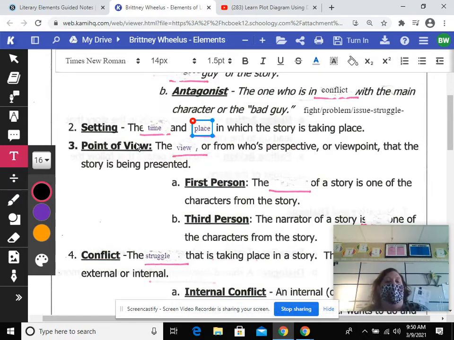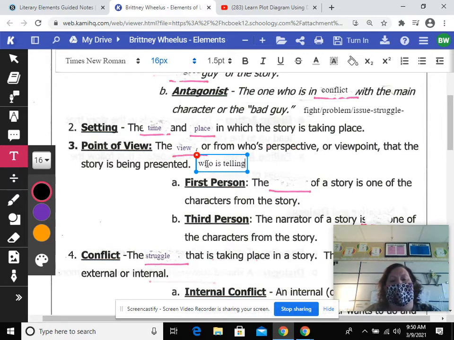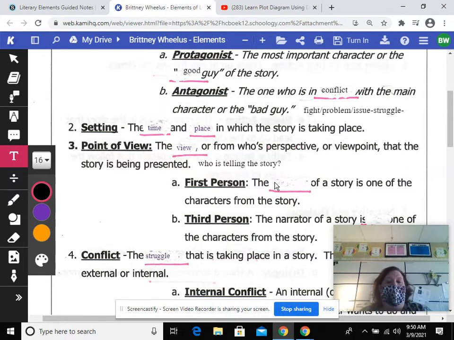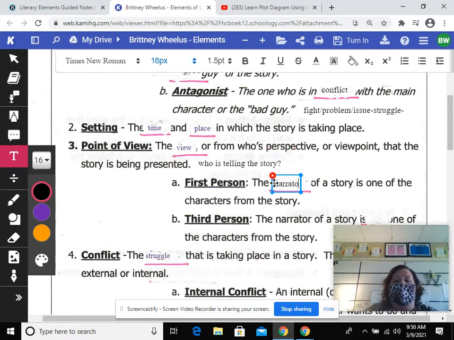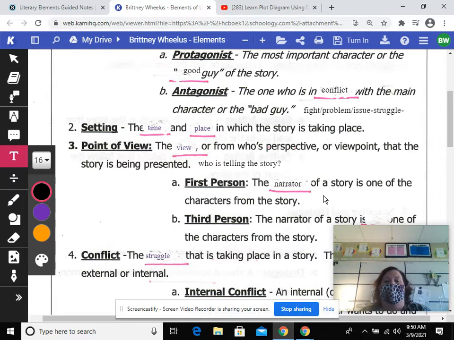Okay. The point of view is the view or perspective from whose viewpoint the story is being presented. So who is telling the story? First person. The narrator of a story is one of the characters from the story.